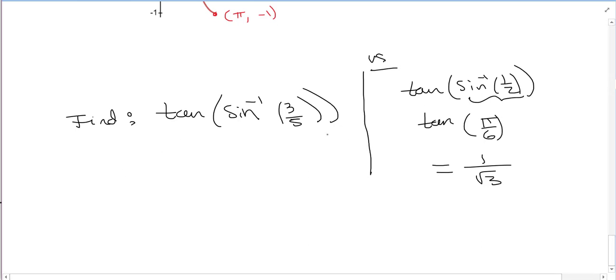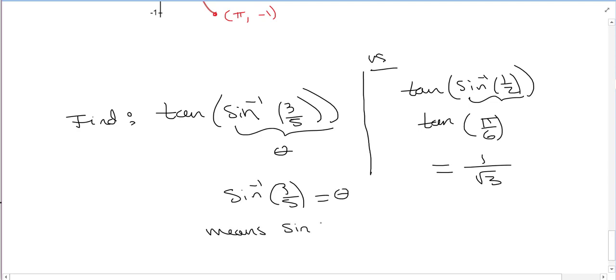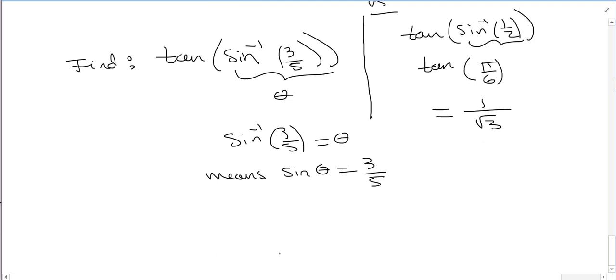Now, this is a little different because 3/5 is not a value from a reference angle. This still means I want the angle, right? So this is still an angle. So I want tangent of the angle whose sine is 3/5. So let me write that down over here. So sine inverse of 3/5 gives us an angle. So this means that sine of theta is 3/5, the angle whose sine is 3/5. And from here, what we'll want to do is draw a triangle.